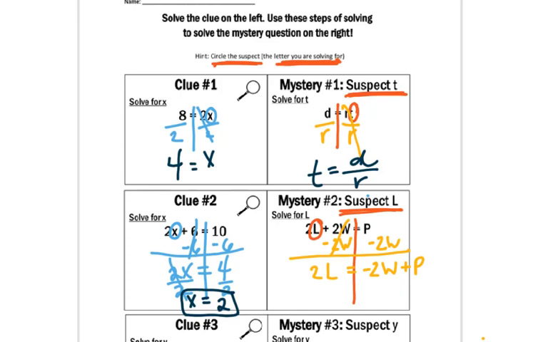L is almost by itself. To get it completely alone, we divide by 2. So now L equals negative 2 divided by positive 2 is a negative 1W plus P over 2. So we got L by itself by moving the W and dividing the number that was in front. So it's just like solving an equation. We do the same steps. We're just moving letters instead of moving numbers. Next one.